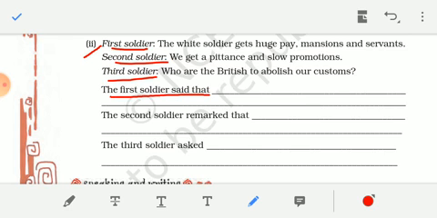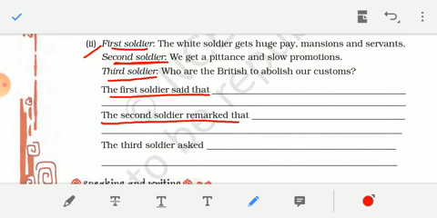Clear? Then the second one we will change now. We get a pittance and slow promotions. What would be the answer? The answer would be: the second soldier remarked that they got a pittance and slow promotions.